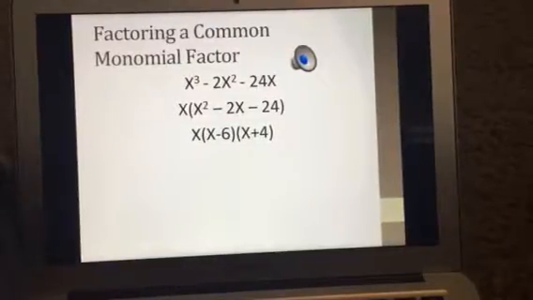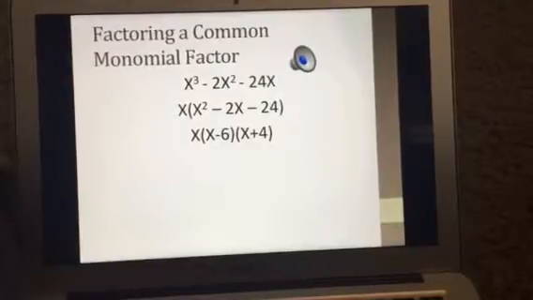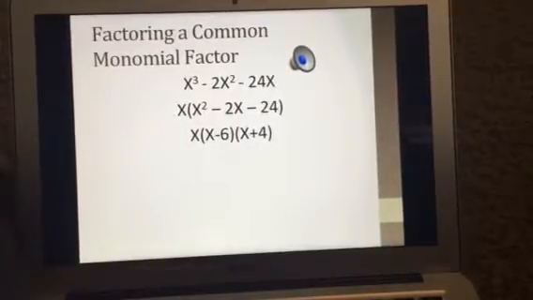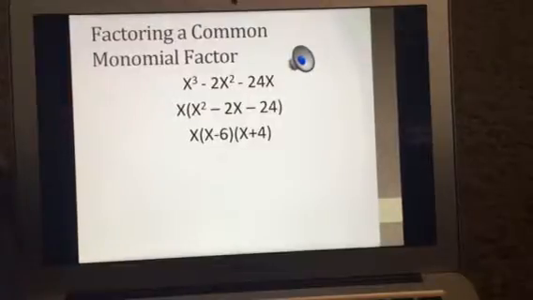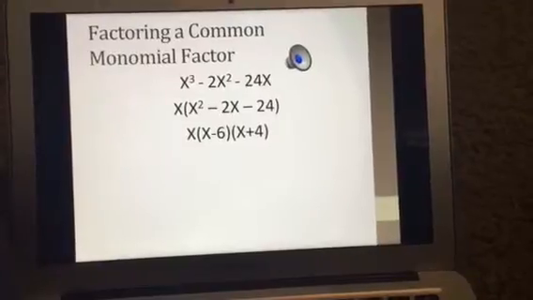So you want to find factors that multiply to negative 24 but add to negative 2. So that's negative 6 and 4. So your final answer is x in one parentheses x minus 6 and in another parentheses x plus 4.